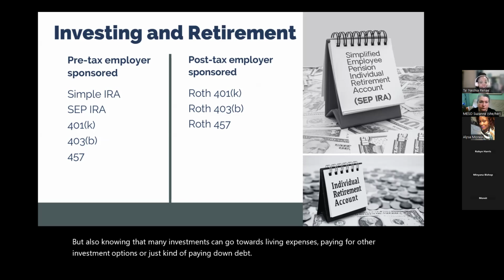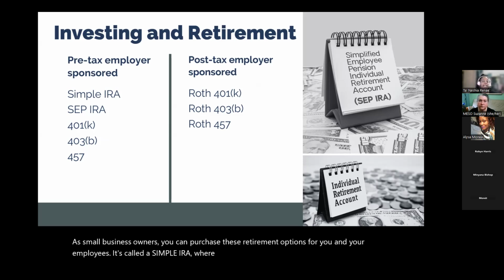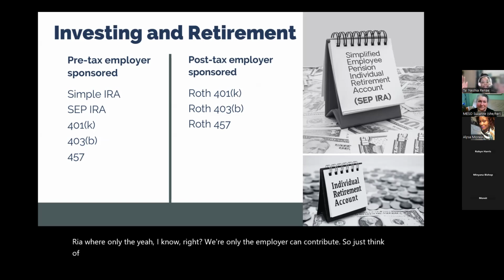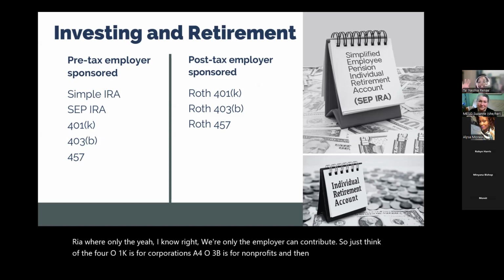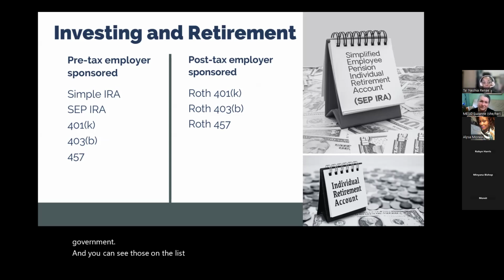As small business owners, you can purchase these retirement options for you and your employees. It's called a SIMPLE IRA, where employees can contribute, and then a SEP IRA, where only the employer can contribute. So just think of the 401k as for corporations, a 403b is for nonprofits, and then the 457 is for government. And you can see those on the list, right? So those are post-tax employee-sponsored ones.